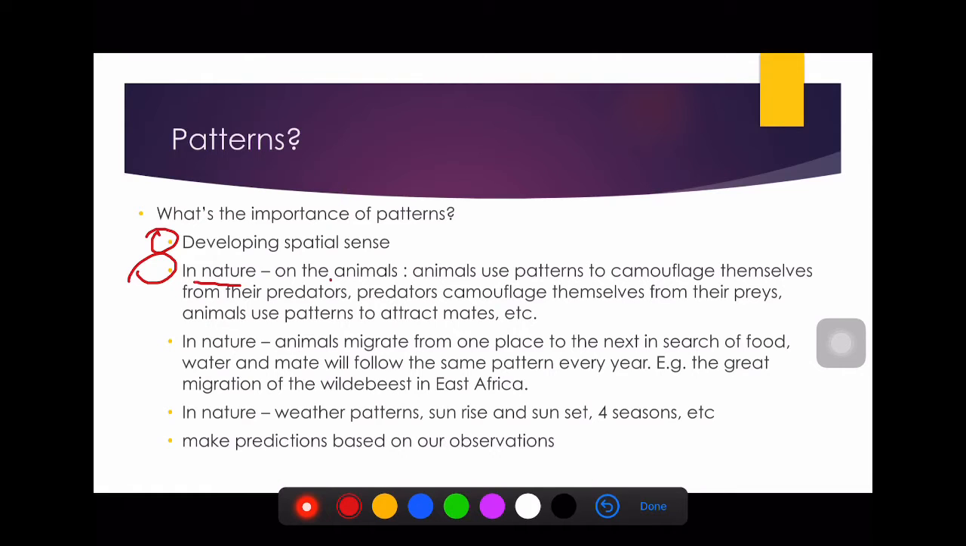We can see them on animals, where they use it to camouflage themselves from their predators, and the predators also camouflage themselves from their prey. And the animals use patterns to attract mates, to blend in, okay, and also for their offspring to find them.